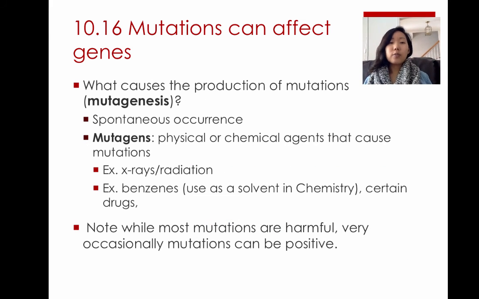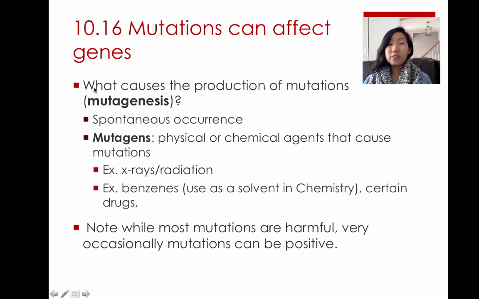Okay, what causes mutations, or mutagenesis? Mutagenesis is just the production of mutations. Sometimes these just occur randomly in your body. Sometimes your DNA polymerase II, which is supposed to be a proofreader, isn't so great and just doesn't do it quite right. Or the other thing is mutagens. So mutagens are actually external to your body. They're either physical or chemical agents that can cause mutations to occur.